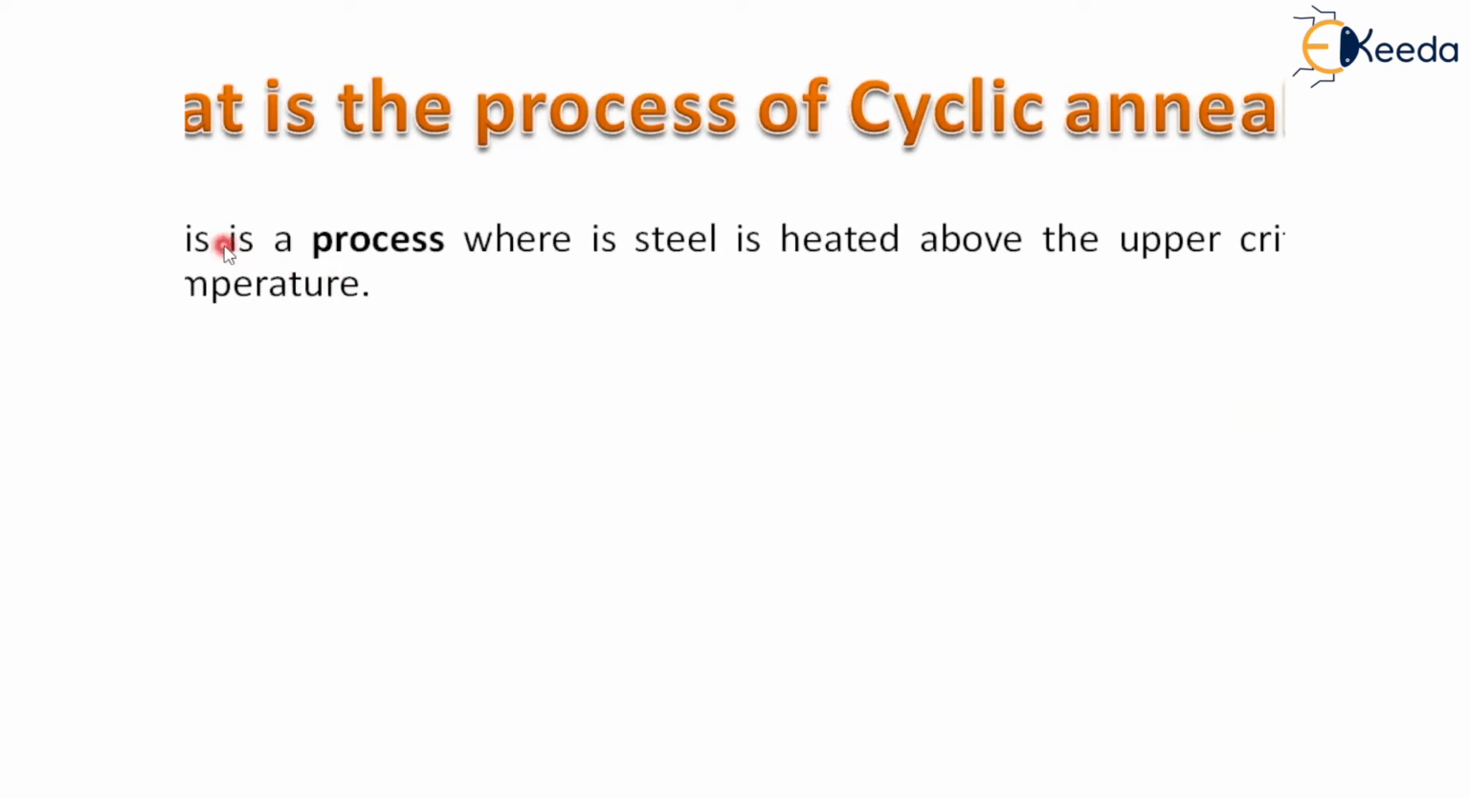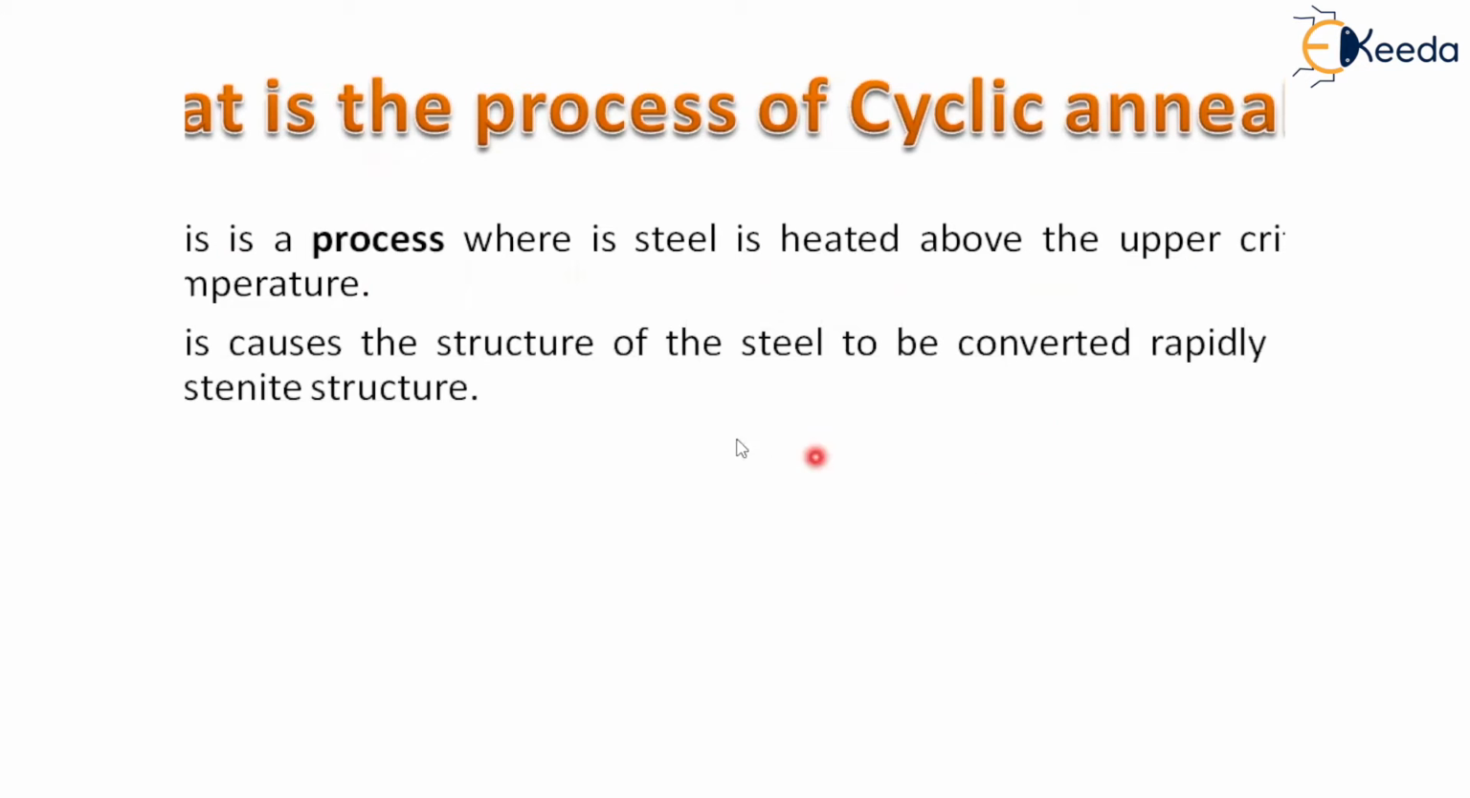if you take the steel, whatever the material that you have taken, this is a process where the steel is heated above the upper critical temperature that we have been discussing up to now. Because of this heating, the structure of the steel, if you observe before the cyclic annealing process and after, will be converted rapidly into an austenitic structure. This is the main change that we can observe in the material of the steel.